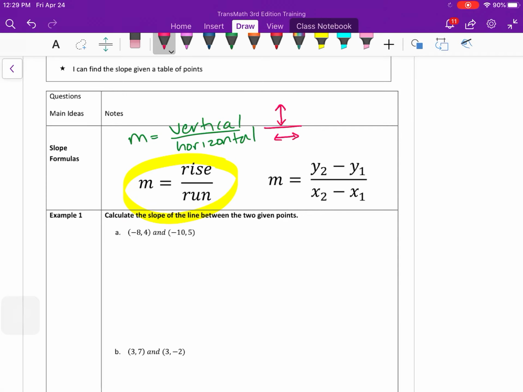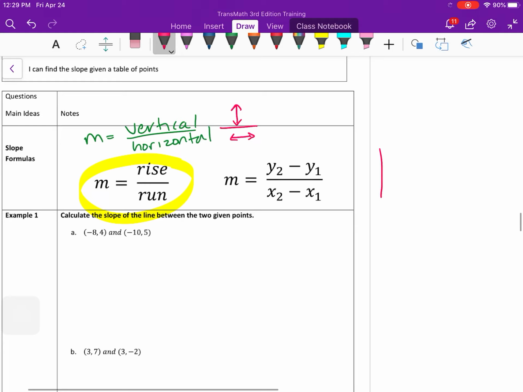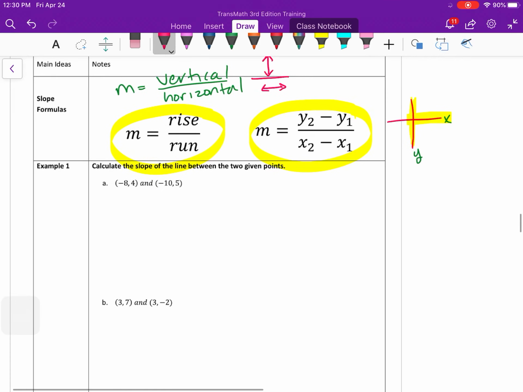And we get the formula from that as well, because if you think about the graph, this is the x-axis and this is the y-axis. So the formula is the change in the y value, the rise, over the change in the x, the run. So it's y2 minus y1 over x2 minus x1. I'll show you how that works. What x1 and x2 and y1 and y2 mean is basically the first point and the second point.